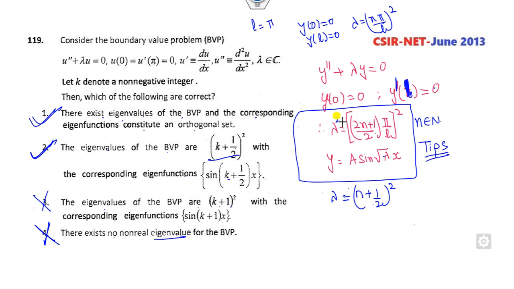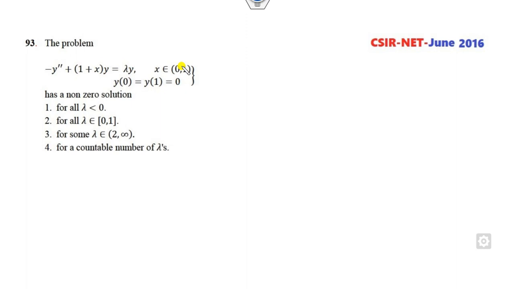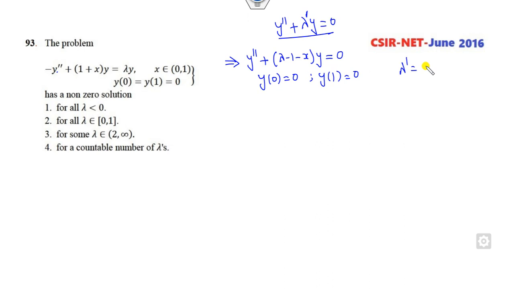Okay, so again, this is the eigenvalue problem. You can see lambda in here, so I can write it in this form: minus y double dash minus x y equals lambda y, with y of 0 is 0 and y of 1 is 0. It clearly says that y double dash plus lambda dash y equals 0. So the solution will be n pi by l, where l is my 1.